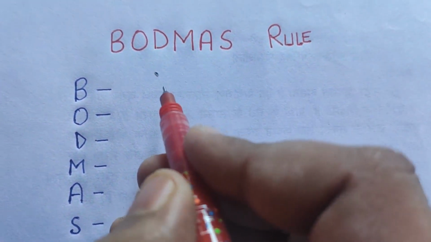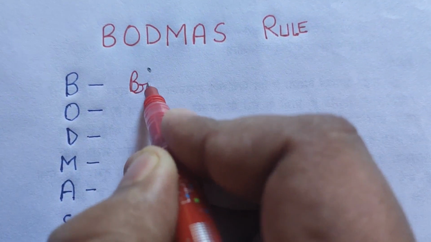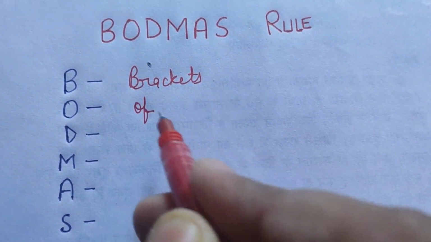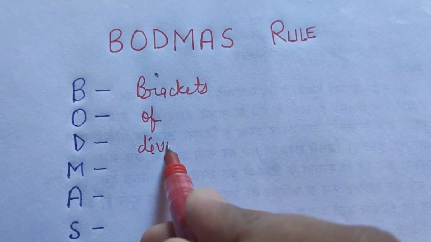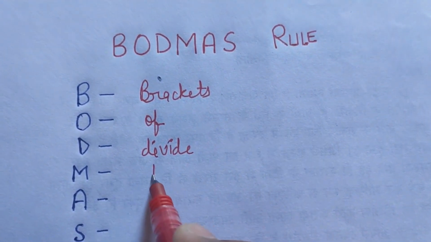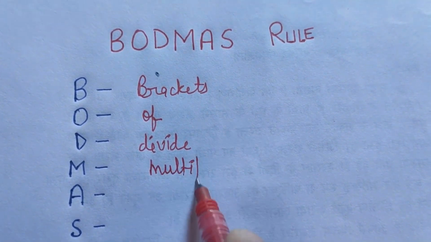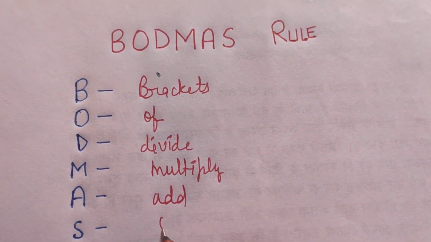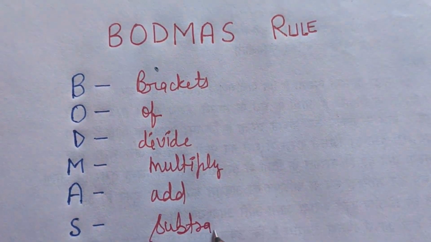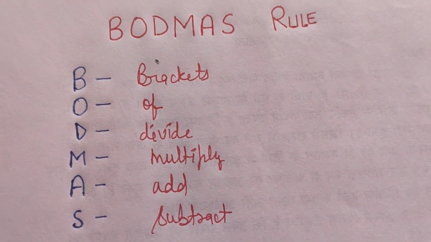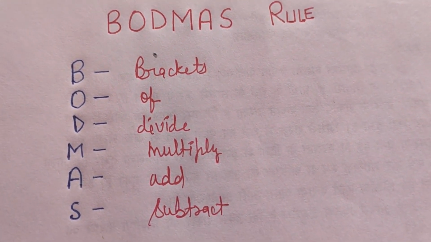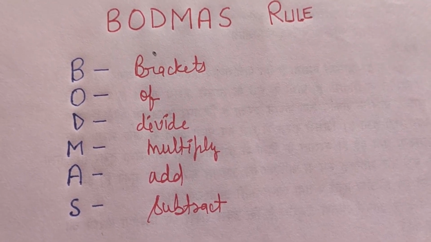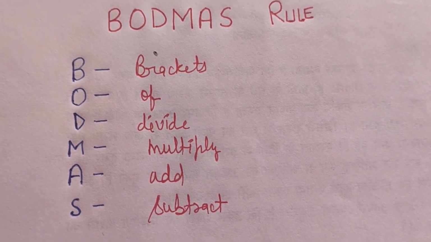Here B is for brackets, O for off, D for divide, M for multiply, A for add, and S for subtract. In this, you can simply see that first of all we have to solve brackets, then off, then divide, then multiply, then add, and then subtract.